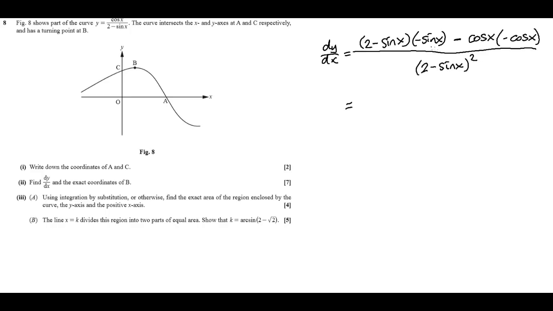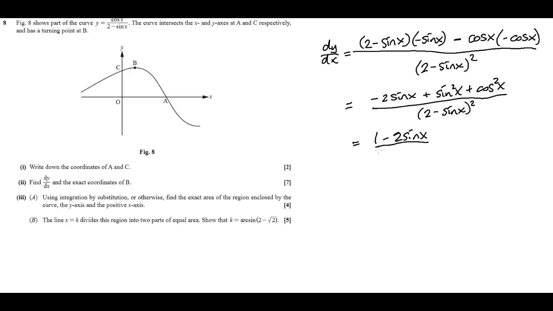And with that, you expand this to get minus 2 sine x plus sine squared x plus cos squared x. And we can combine this into 1. So 1 take 2 sine x on 2 take sine x squared is the dy by dx.